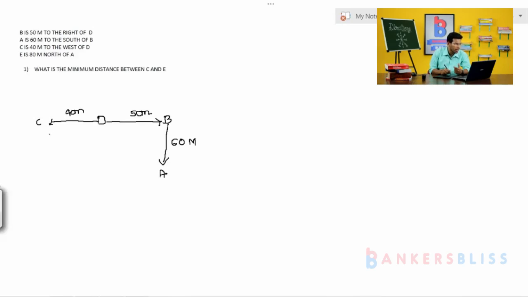Then E is 80 meter to the north of A. Already from A we have 60 meter here, so for the remaining we just have to draw 20 meter. 60 plus 20 is equal to 80 meter. Is it clear? What is the minimum distance between C and E? Where is C, guys? C is here and E is here. Locate them, guys.